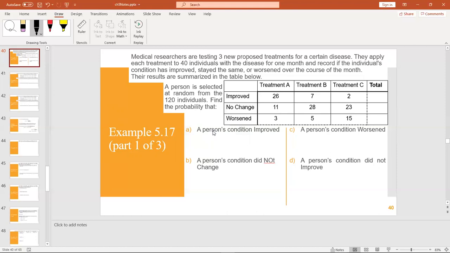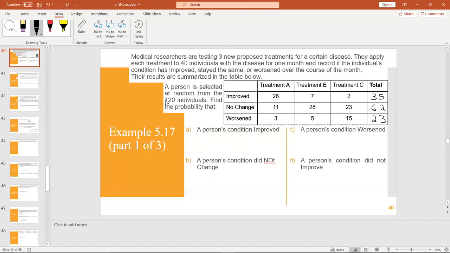Let's find the totals for each of these rows here. So 26 plus 7 plus 2. This is going to give us a total of 35 patients who improved in some way. Those who saw no change, we've got 11 plus 28 plus 23. That will give us a grand total of 62 who didn't change in any fashion. And then for those who actually got worse, we've got 3, 5, and 15, which is a grand total of 23.